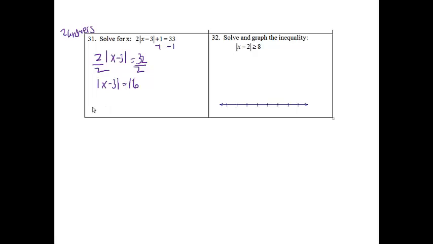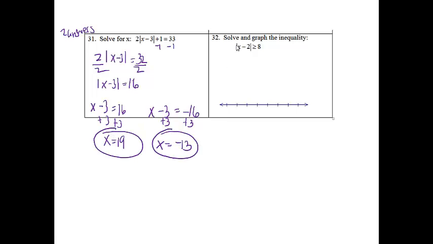Now I get to write 2 equations. I'll have x minus 3 equals positive 16, and x minus 3 equals negative 16. If we solve the first one, I'll get x equals 19. If I solve the second one, I'll get x equals -13. So those are my 2 answers for that one.